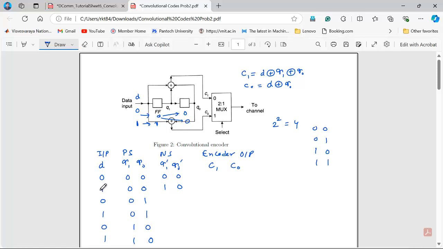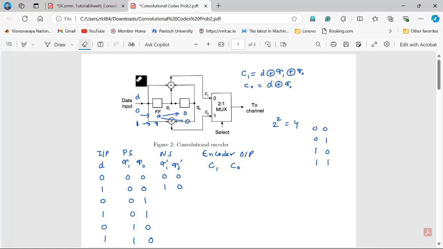I hope it is clear. Simply what we are doing is shifting whatever input we have. Out of these 2 bits, 1 bit is shifted here: the first shifts to Q0, and the message bit is shifted to Q1. Simply, you have to shift in the same way. So I hope it is clear. Okay, so I just clear here.